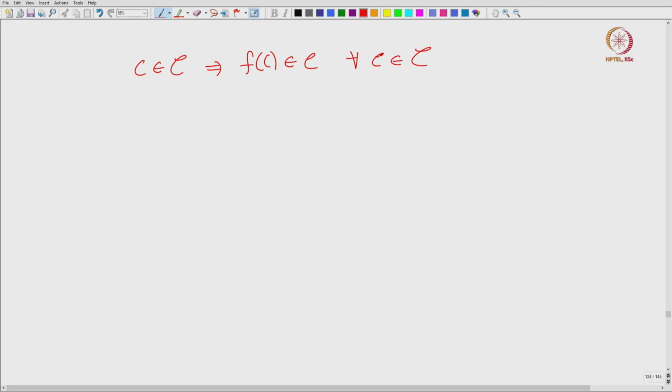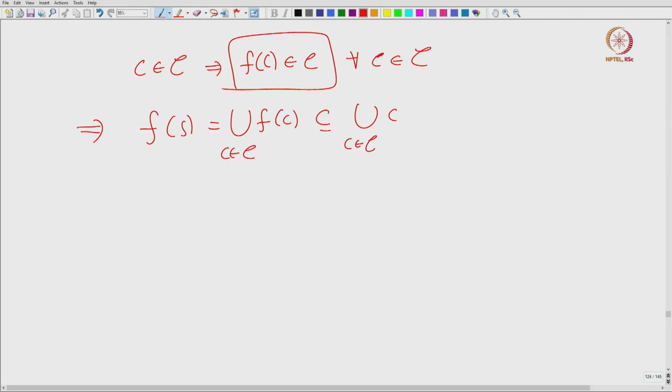Okay. So, this implies that whenever I am taking f of S, which is the union of f of c, c in C, this is going to be a subset of the union of c, c in C, because all f of c lie inside the collection. So, that would lie in this union, okay, which is exactly our S. So, this proves the other way, that f of S is contained in S.